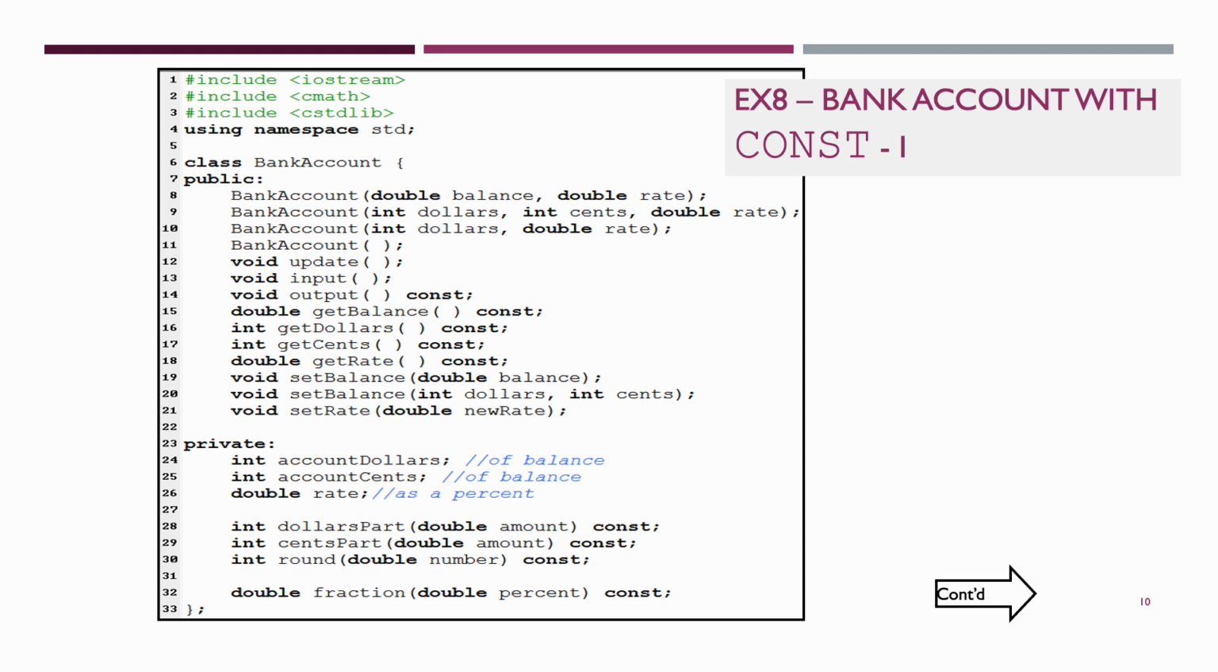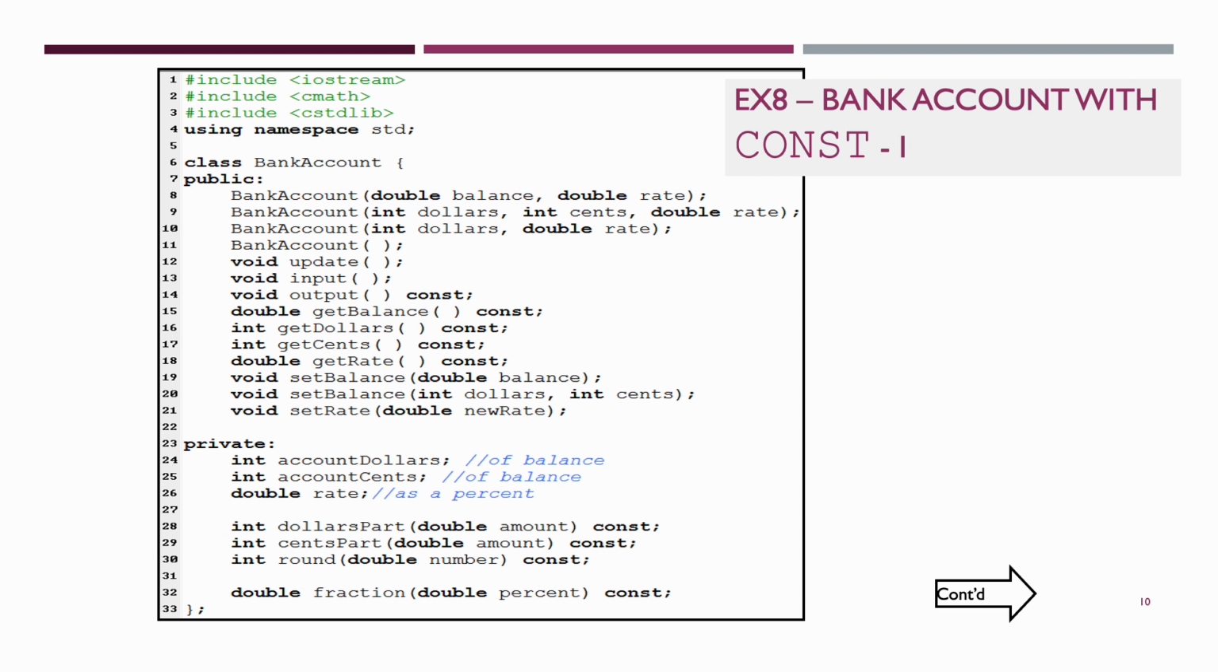The bank account class also includes setter methods for updating the balance and rate, like void set balance, void set balance, void set rate. So void set balance, where the first one has one parameter, the second one has two parameters. These methods allow you to update the account balance. Unlike the accessor methods, these setters modify the internal state of the object, so they are not marked as constant. Same as set rate, which allows you to modify the interest rate, so it's not marked as constant.